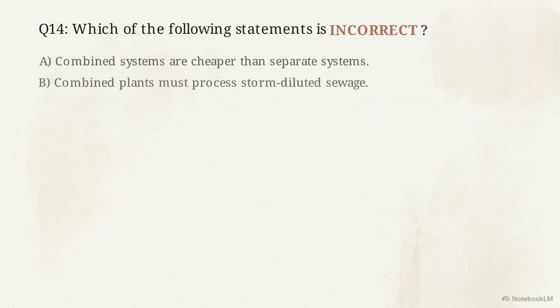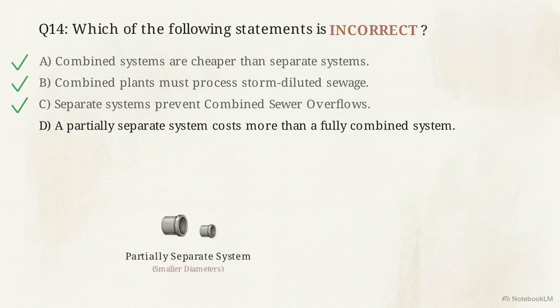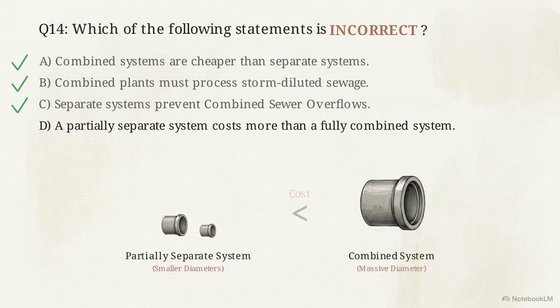Question 14 uses negative framing, asking you to identify which statement is incorrect. This requires validating every option to isolate the single false claim. Options A, B, and C are all technically accurate descriptions of these systems. Option D claims a partially separate system costs more than a fully combined one. In reality, a partially separate system reduces the required pipe diameter compared to a massive combined line, making it more cost-effective. Because the statement in option D is false, it is the correct answer.